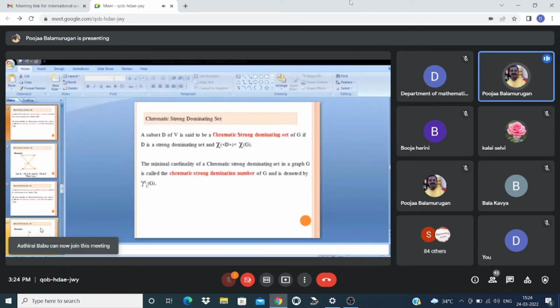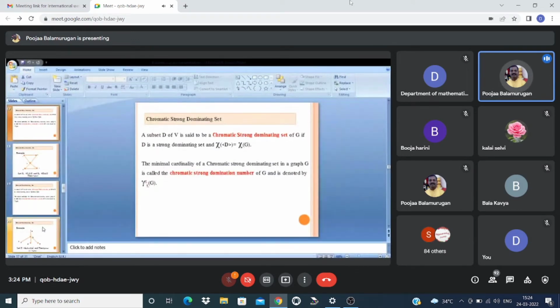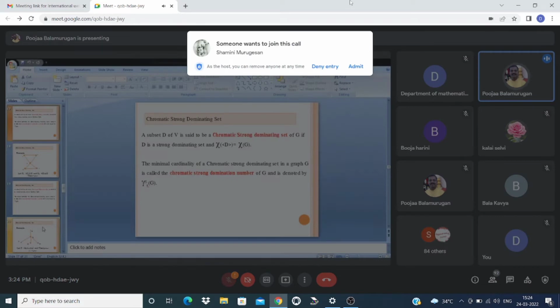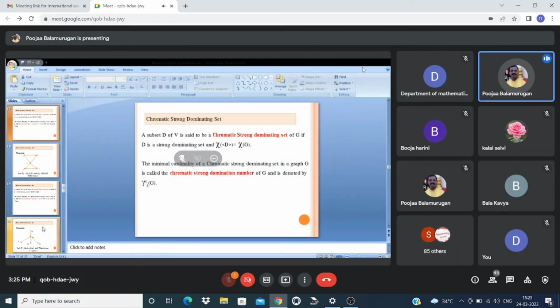Now I will start the chromatic strong dominating set. So I mingle the domination parameter with the chromatic number. We already discussed many domination parameters. Now, what is coloring? After that, we mix the domination and the coloring parameters, right? So we can get a new parameter in this area.